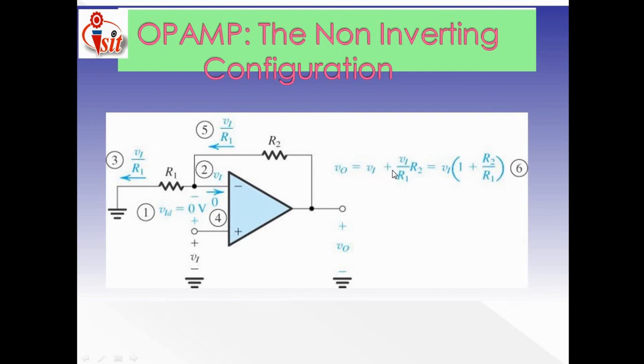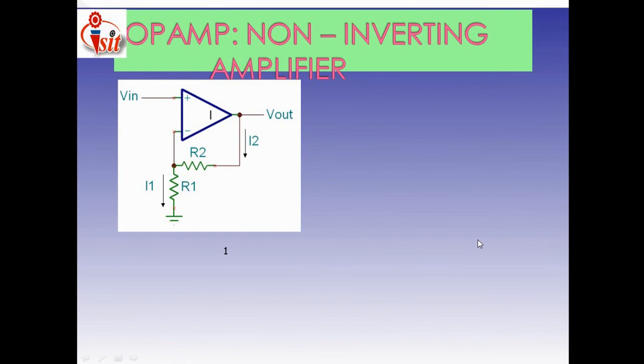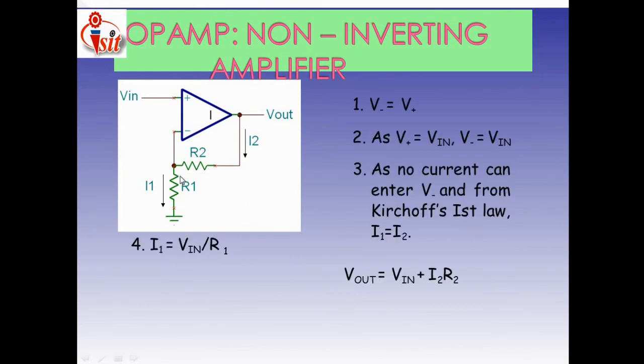V0 is equal to V1 plus V1 divided by R1 times R2, which is equal to V1 into bracket 1 plus R2 by R1. Along with this, for the non-inverting terminal of the op-amp, the positive saturation is equal to the negative saturation, as it is for the inverting amplifier. The similar thing we are going to use for the non-inverting amplifier, as no current can enter the negative terminal, and from Kirchhoff's first law, I1 is equal to I2.